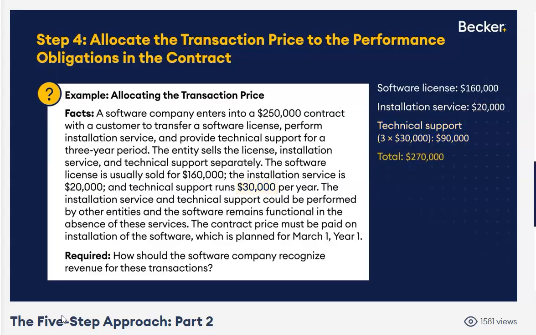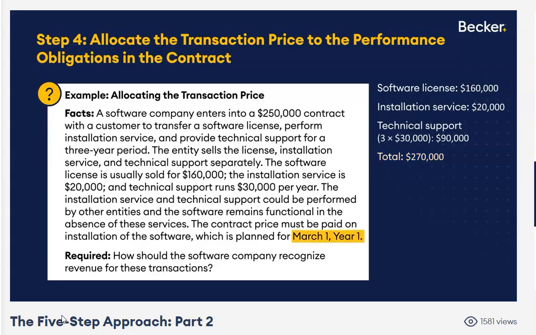Well, if you add them up, that's $270,000. License $160,000, installation $20,000, technical support $90,000. That's $30,000 a year for 3 years. That's why I got $90,000. That's a total of $270,000. But we're only charging them $250,000, right? We're giving them a little bit of discount since they're using us for everything.